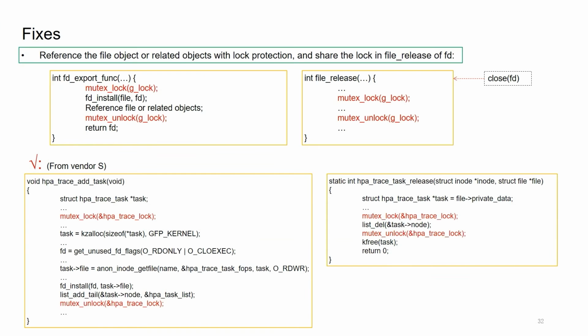The second method to fix the issue is to reference the file or related objects with lock protection and share the lock in the file release function of the FD. As you can see, if we share the same mutex lock in the two codes, the race condition can never succeed. So the UAF won't happen. Here is an actual example from vendor S.